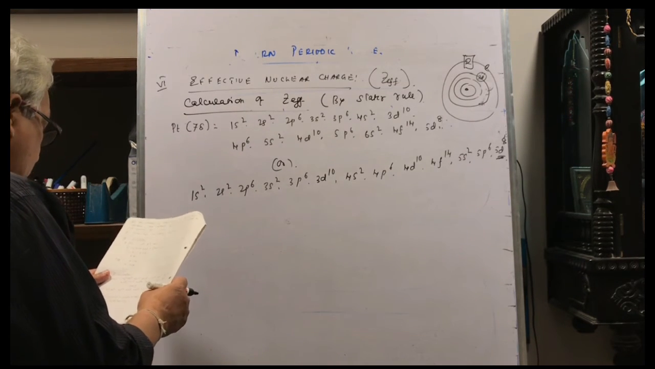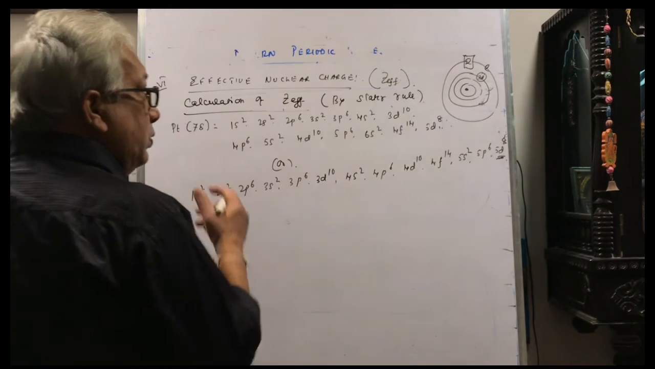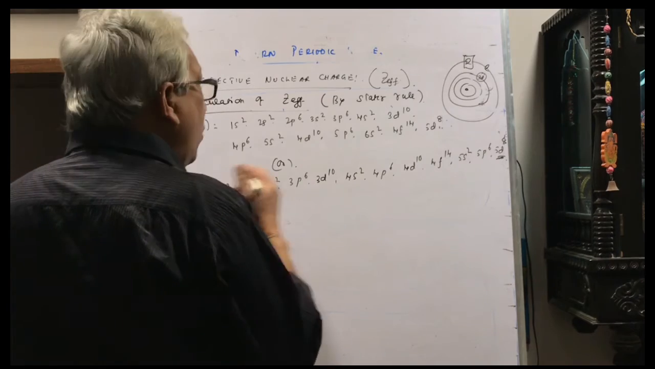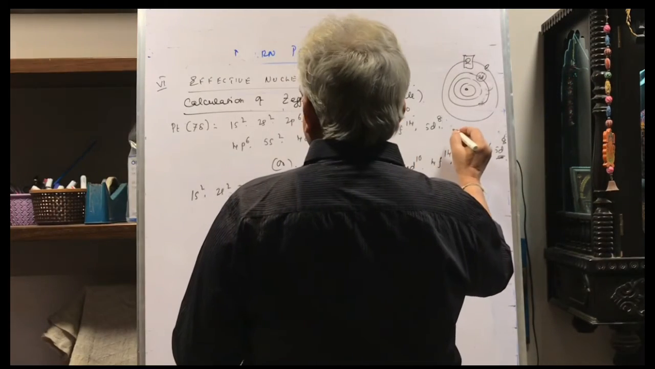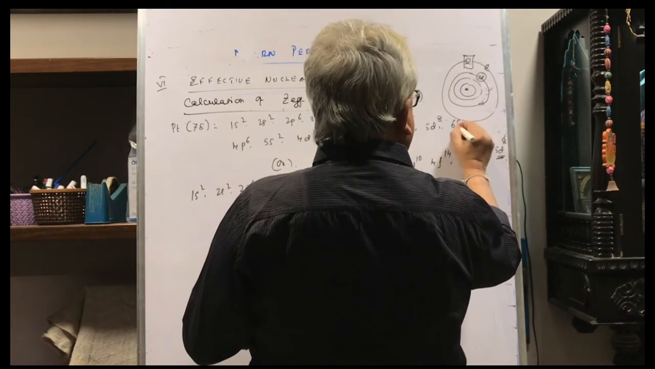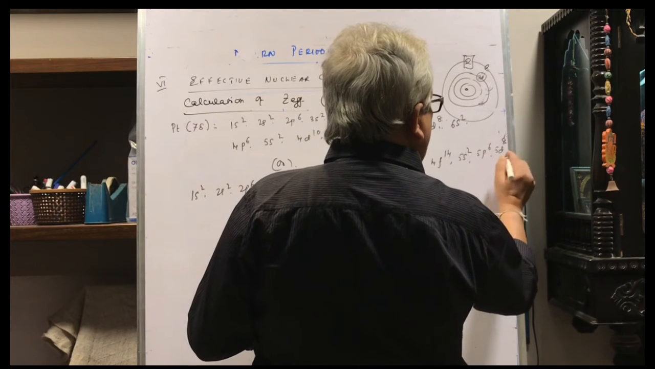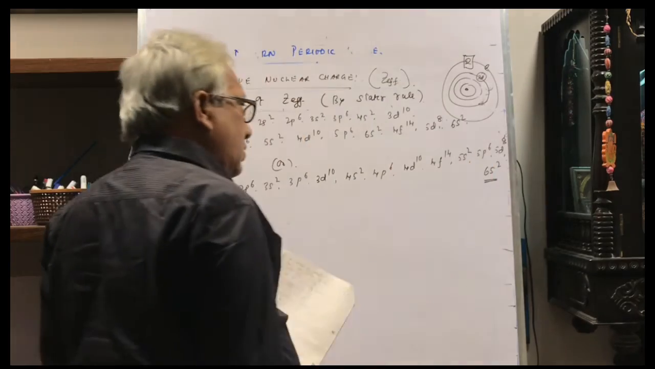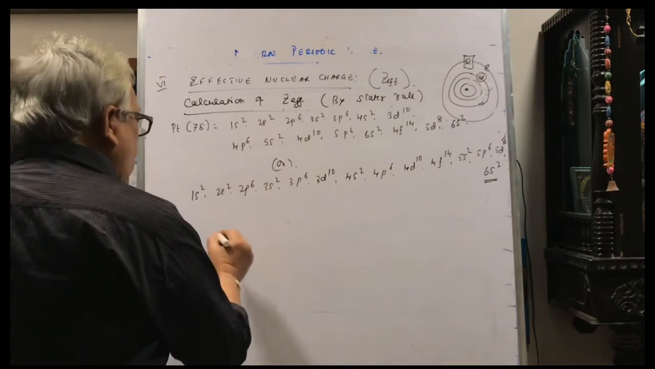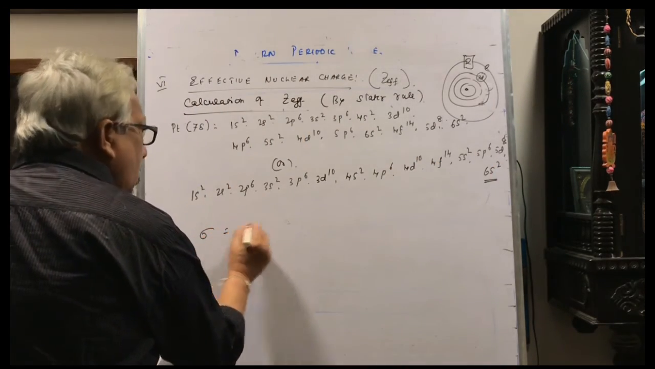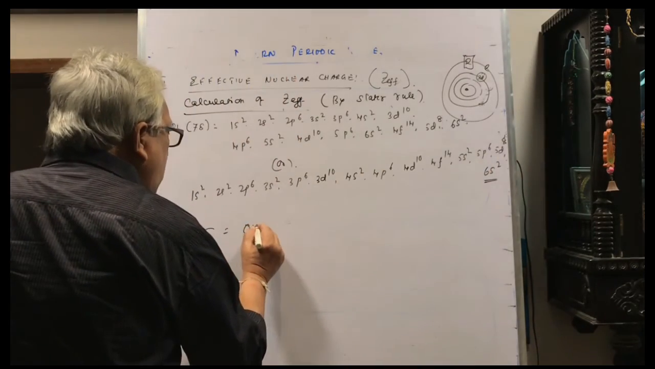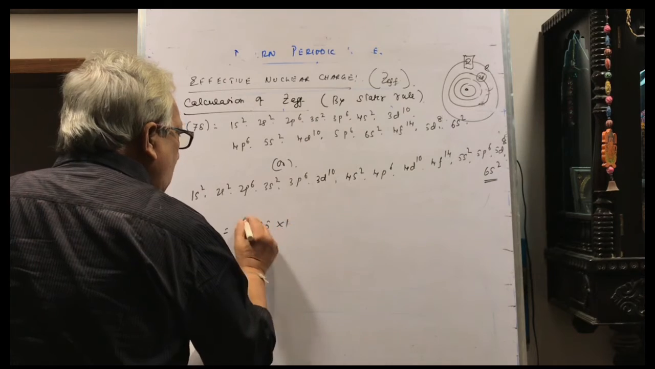It is in the 5d. So 5d8 and then after that 6s2. So I am thinking of one electron of the 6s. For this 6s electron, sigma, one electron I am considering. The other electron will be contributing how much? 0.35. So 0.35 into 1.